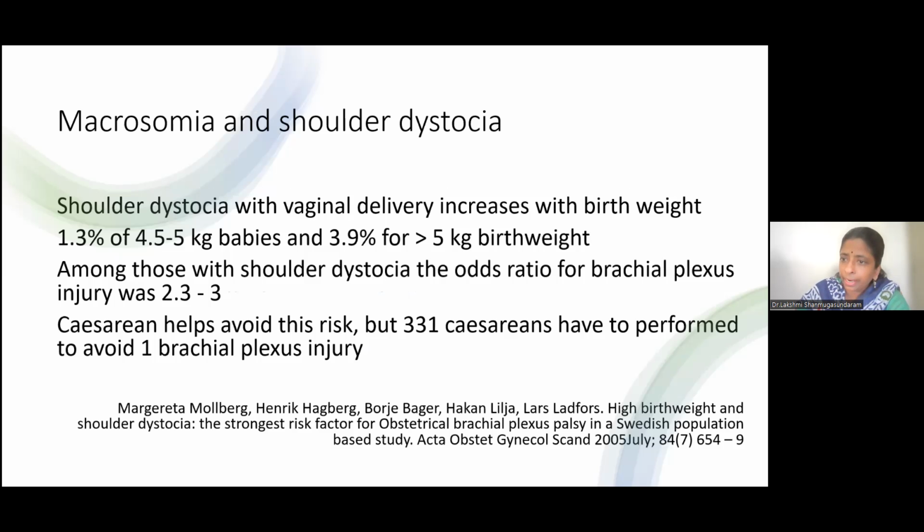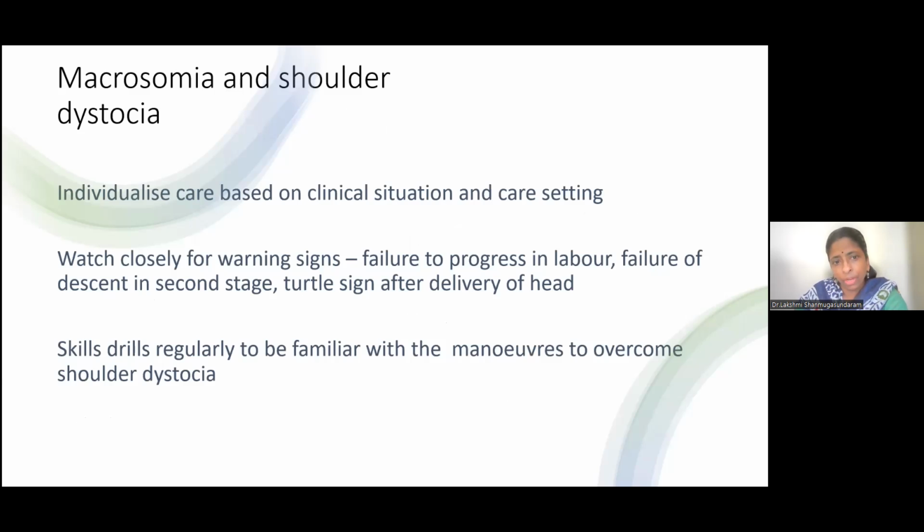But you must understand that when it was large for date, in this study, the clinicians had a discretion of offering an elective cesarean as well. So this shoulder dystocia risk is calculated based on those who then went for a vaginal birth. But in their calculation, they felt that 331 cesareans have to be done to avoid one brachial plexus injury. So the conclusion that I would like to draw from my understanding of literature is that we should individualize situations when it comes to macrosomia.